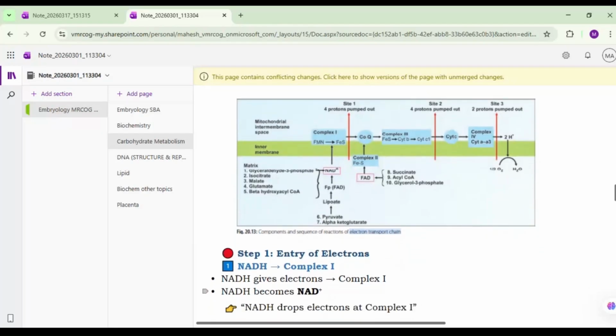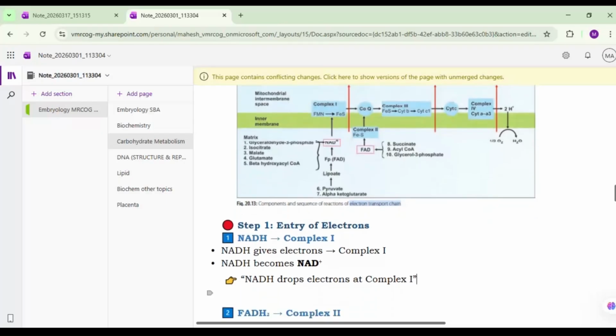Whenever an electron is getting donated, there is pumping of protons from inside to the outside. 4 protons are pumped out when there is a transfer of electron from NADH to complex 1. NADH gives 1 electron to complex 1 and becomes NAD plus. This is what is happening.